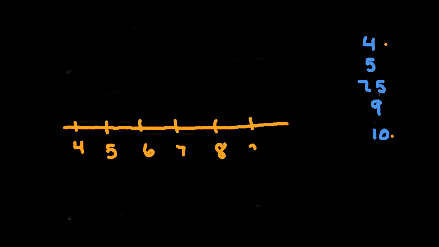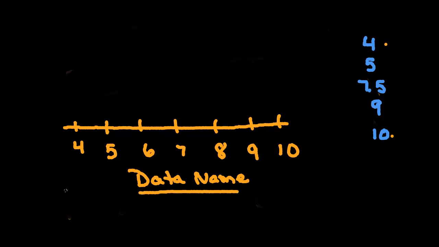8, 9, 10. And this is whatever my data is. This is number of raisins in a box or whatever, you would put that data name down there. Now, to graph the plot, what I always say is to put a dot on each of these values first. So I'm going to put a dot up here at 4, a dot at 5, a dot at 7.5, a dot at 9, and a dot at 10.